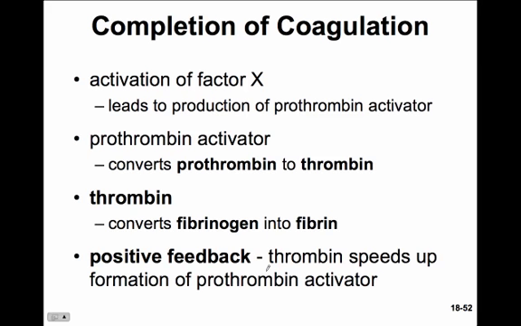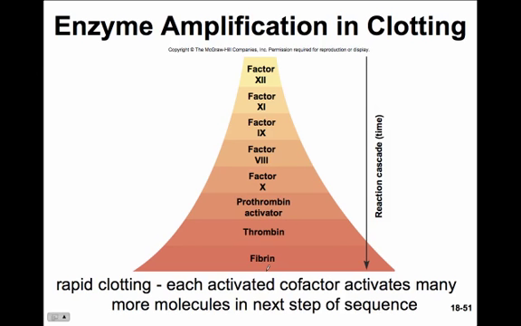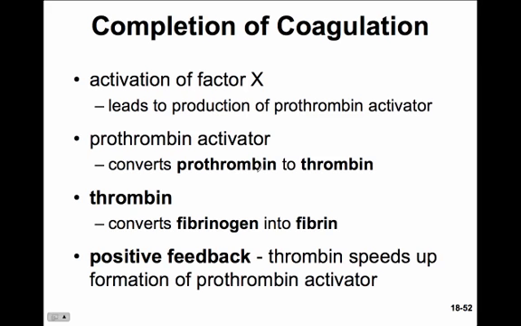Coagulation is completed after we activate factor X. Now, we're not looking at so much detail of each of these factors, but you can see factor X is one in the cascade here. Then prothrombin activator converts prothrombin to thrombin. And thrombin is going to actually convert the fibrinogen into the fibrin. This positive feedback speeds up the formation of prothrombin activator and thus completing the coagulation.